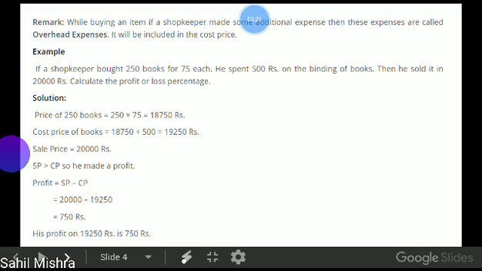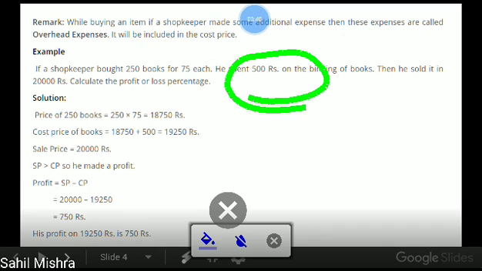So how can we find the solution? First, the price of the 250 books. There are a total of 250 books, and each book costs 75 rupees. So we multiply 250 into 75, which equals 18,750 rupees. Now, what will be the cost price of the books? Because he has already spent 500 rupees, we have to add that 500 rupees to 18,750. So the amount will be 19,250 rupees. Now what is the selling price? The selling price is 20,000. So it is clear that SP is more than CP, so he made a profit.